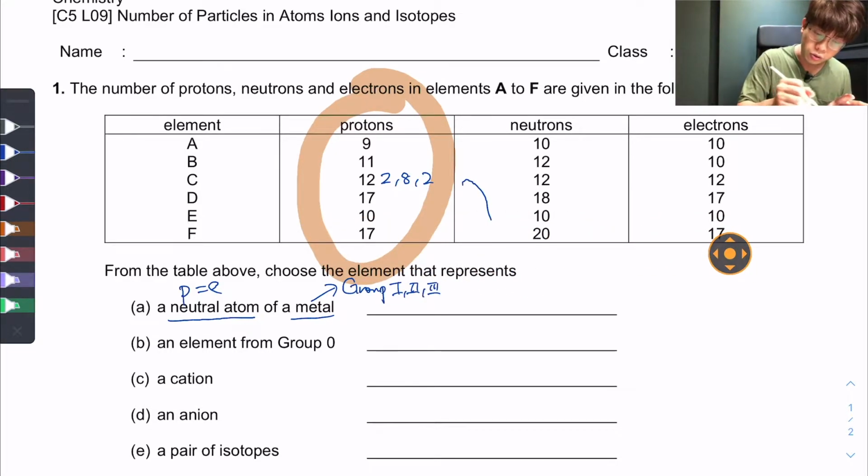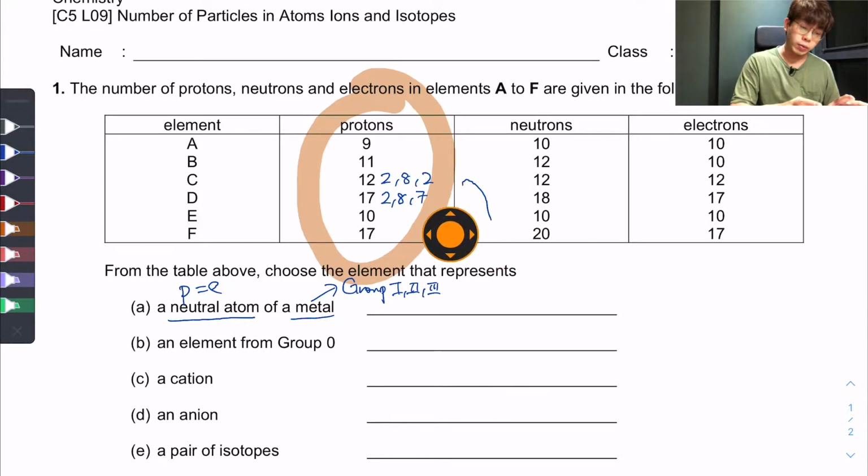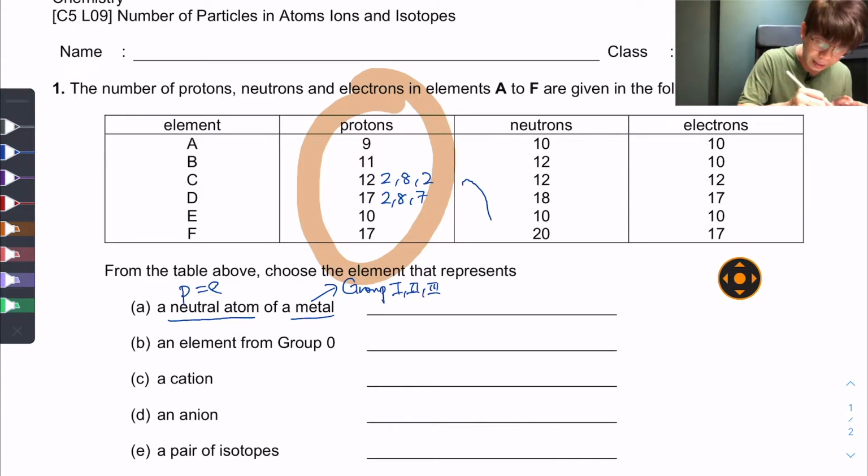Let's look at the next one, D, 17 protons and 17 electrons, neutral, so 2.8.7. So group 7, that is not a metal. Let's look at the next one, 10 and 10, neutral, and 17 and 17, neutral. So 10 is 2.8 and 17 is 2.8.7.